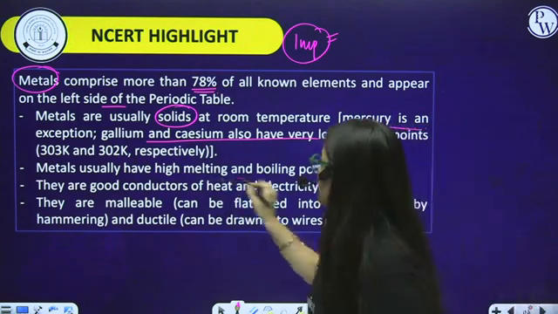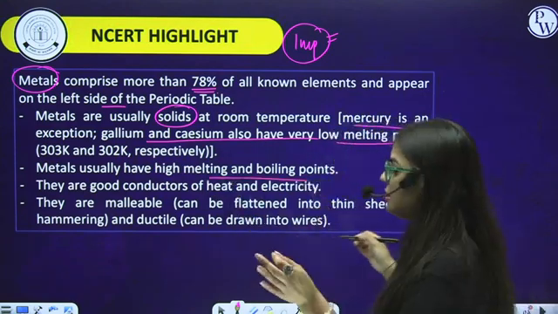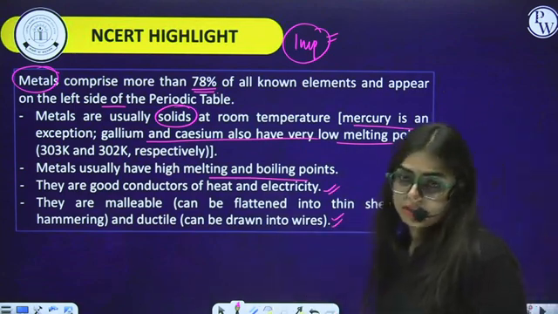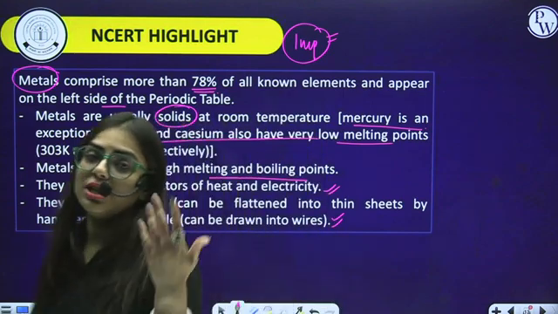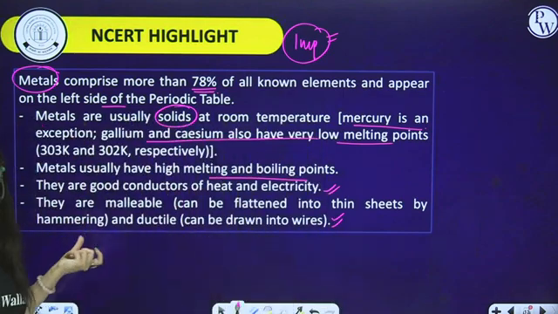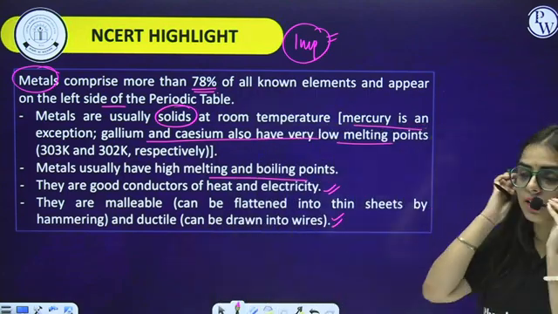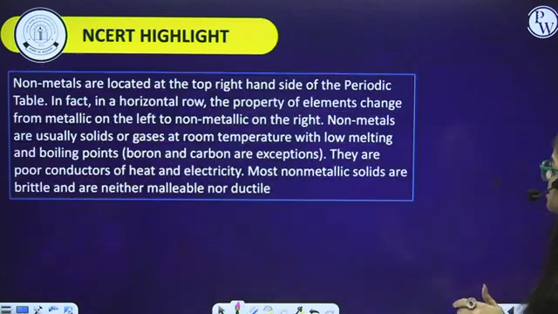Next, metals have high melting and boiling points, as I already told you. They are good conductors of heat and electricity. They are malleable and ductile, that means they can be hammered into thin sheets and drawn into thin wires respectively. Yes, everyone, you have studied malleability and ductility in class 10 as well. So this was about the metals as per NCERT.